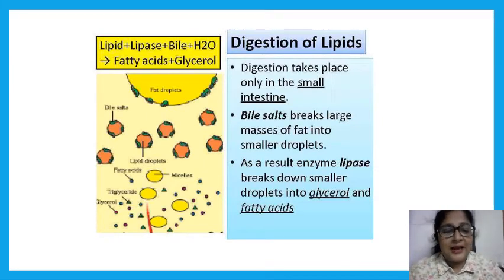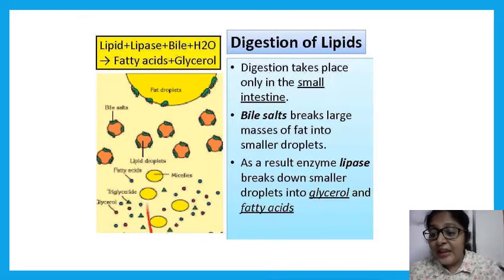Over here we can see the digestion of lipids. In the last video we stopped at this portion, where the lipase enzyme has broken down the smaller droplets into glycerol and fatty acid. Now what is the fate of this glycerol and fatty acid after it is broken down from the fat molecules? Digestion of lipids includes the bile salts, which break the large masses of fat into smaller droplets, and finally the lipase enzyme breaks them down into glycerol and fatty acid.